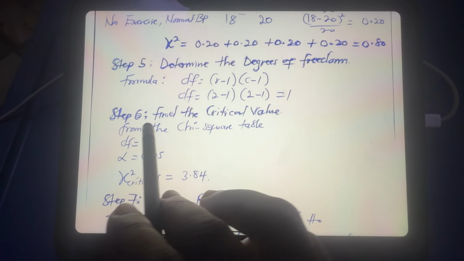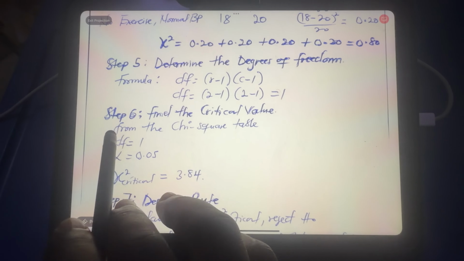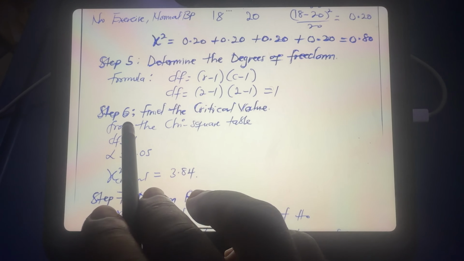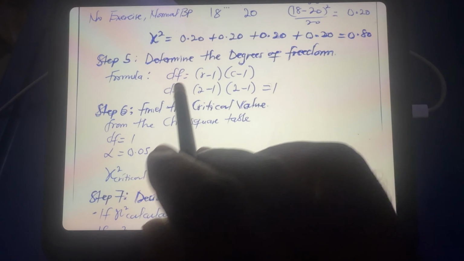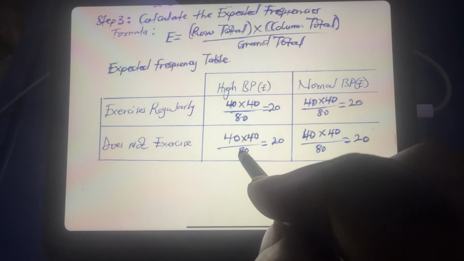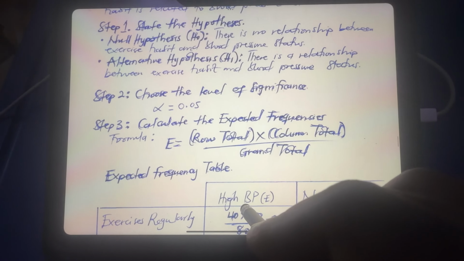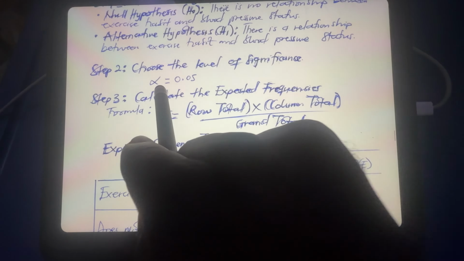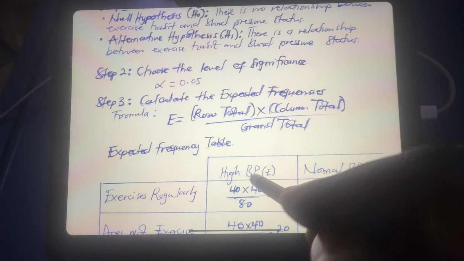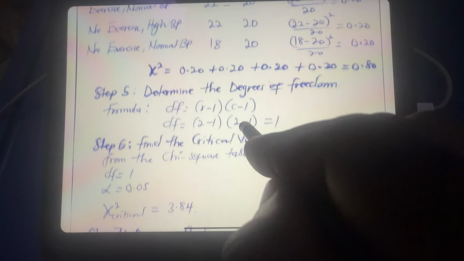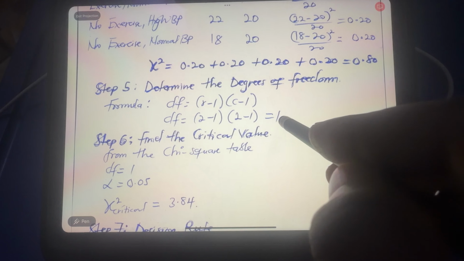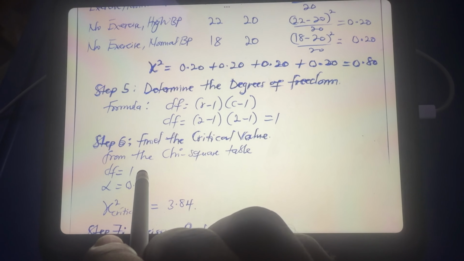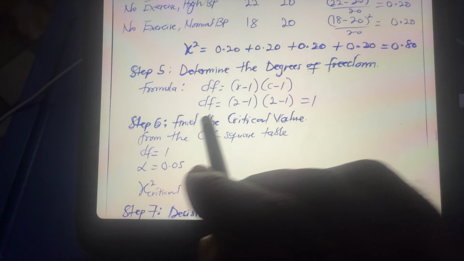Step 6, you find the critical value. Now, for step 6, you need step 5 and step 2. Step 2 is where you chose the significance level, and the significance level is 0.05. Step 5 is where you determine the degrees of freedom, which is equal to 1. So step 6, you find the critical value.